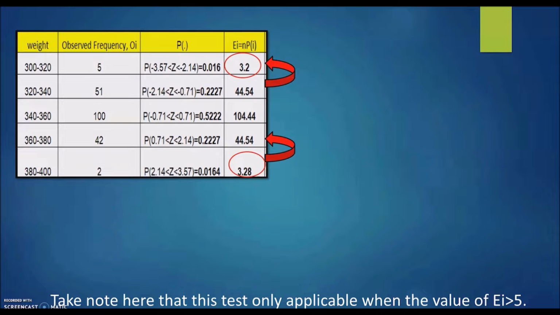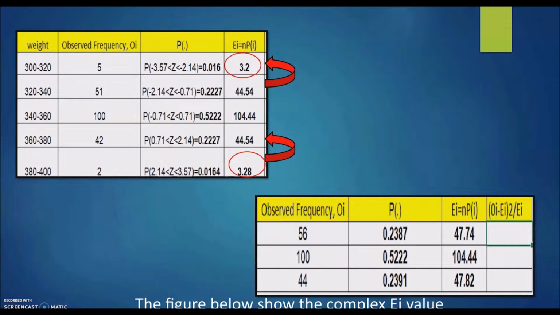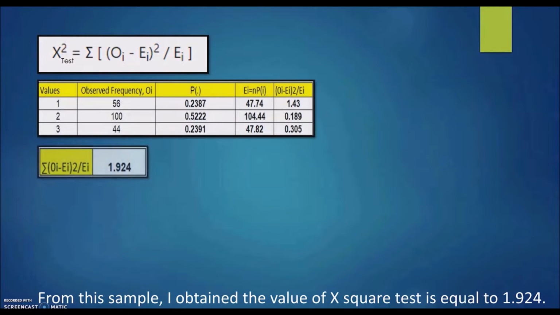The next step is to find probability value denoted as P and Ei value. Take note here that this test is only applicable when the value of Ei is greater than 5. If not, we need to combine the data. The figure below shows the Ei values after we combine the data due to Ei being less than 5. The value of x squared test can be determined using this formula. From the sample, I obtain the value of x squared test equal to 1.924.